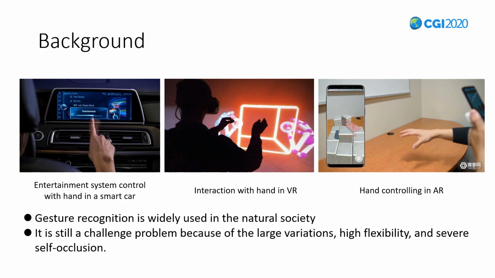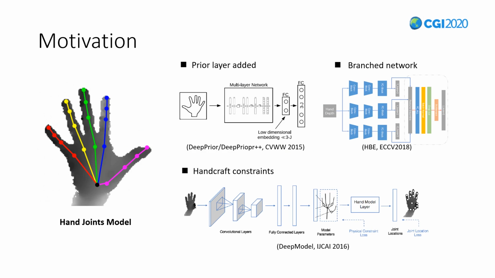Although recently, with the development of computer vision, gesture recognition has been greatly improved, it is still a challenging problem because of the large variance, high flexibility, and severe self-occlusion of the hands. The most popular way of hand pose estimation is to estimate the hand joints model from images. We also follow this way.